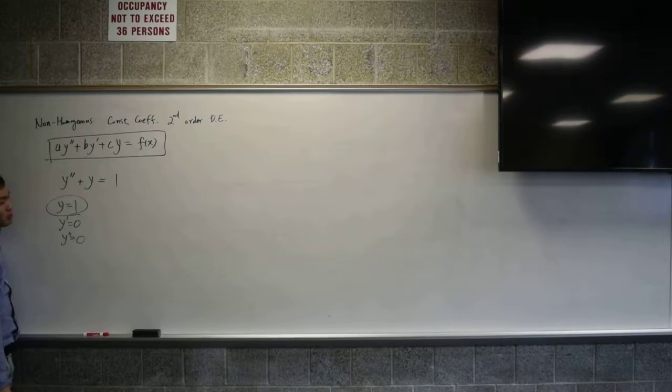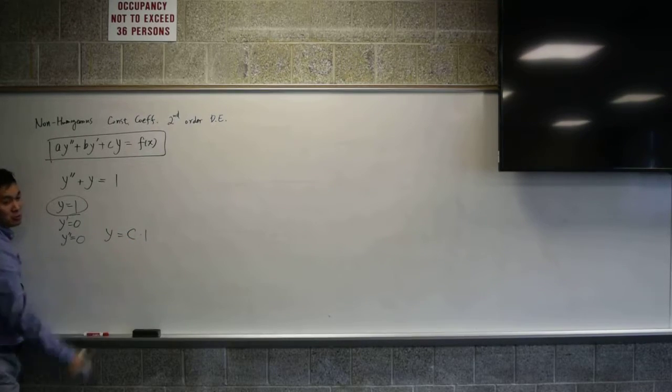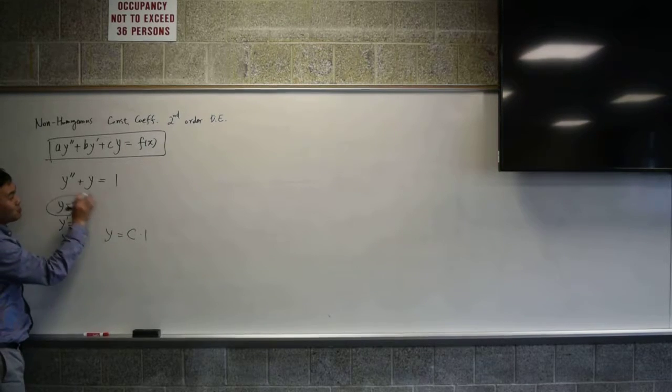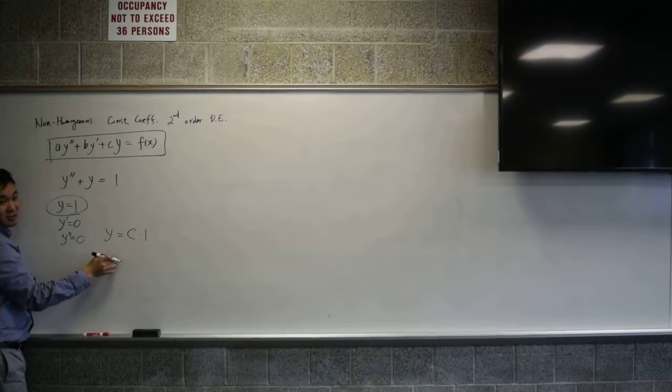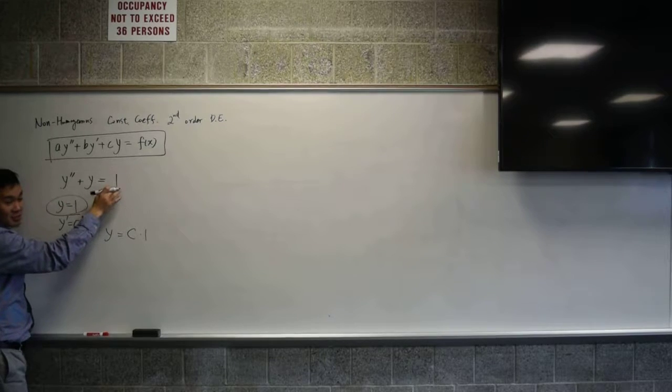Now, one thing you might want to check is whether y equals some constant c times 1 would be a solution. Does this work? What happens if you plug that into the left side? What do you get? The derivative terms will be 0, and this will be c. So 0 plus c will be c. And unless c is 1, it's not equal to 1, right?